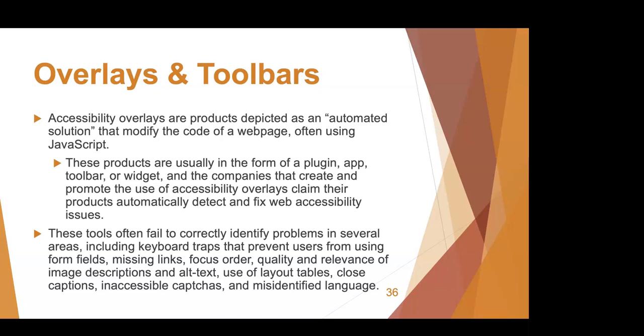These can include keyboard traps that prevent users from using form fields effectively, missing links, focus order, quality and relevance of image descriptions. Like I was saying before, sometimes an automated tool can't tell if an image description is useful, it can just tell that it's there. Use of layout tables, closed captions, inaccessible captchas, and misidentified language. Basically, a whole bunch of the stuff we've talked about so far and a lot more. In other words, automated fixers can't work for the same reason that automated testing fails to work.